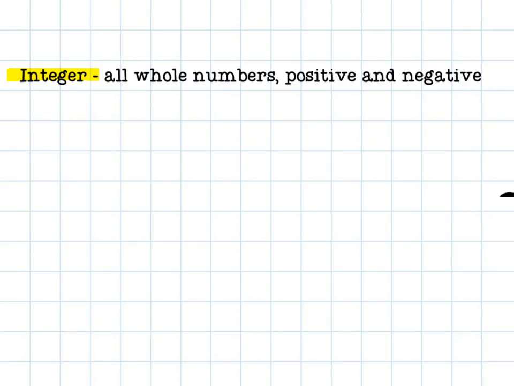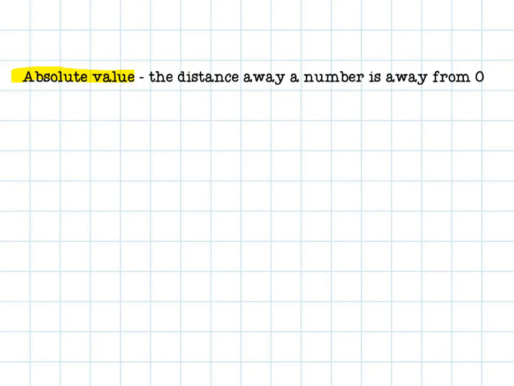So integers are all whole numbers. They're both positive and negative. And the absolute value is the distance a number is away from zero. So absolute value is represented by two lines on each side of the number, negative or positive. So let's look at the example of the absolute value of negative 3. So the distance negative 3 is away from 0 is 3.